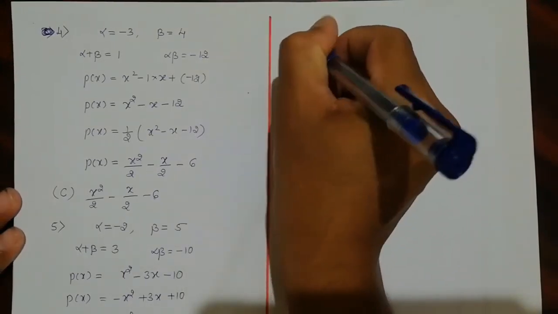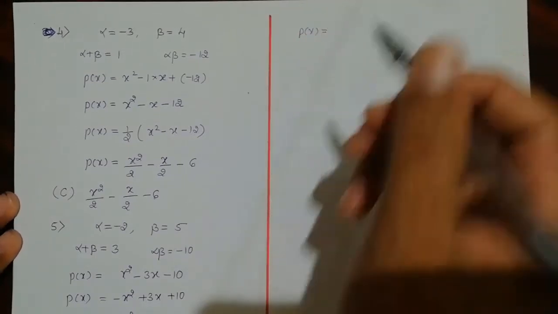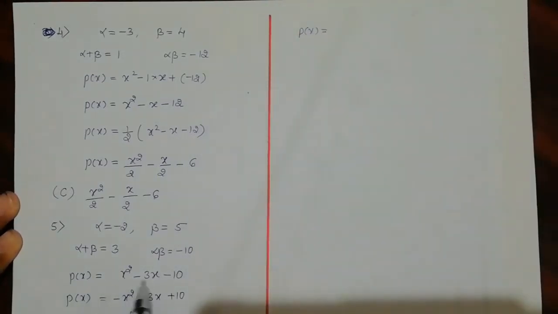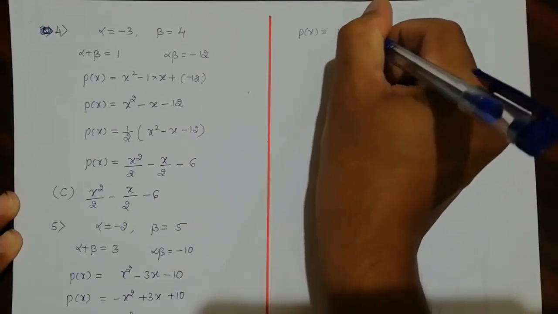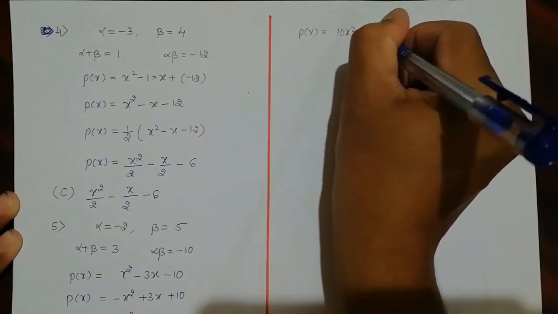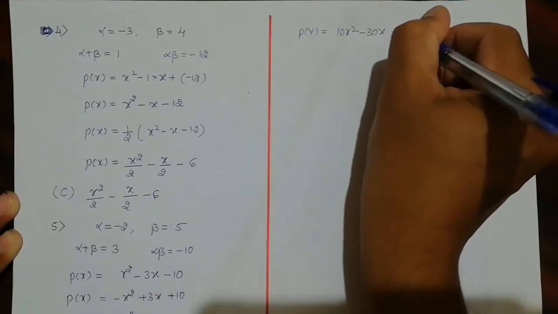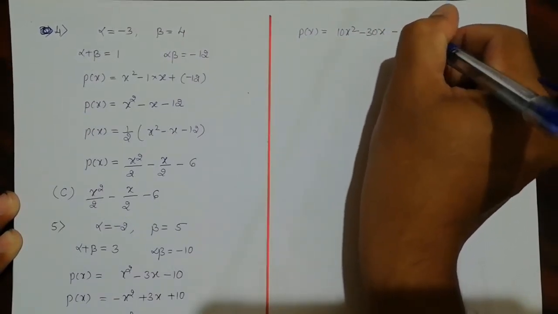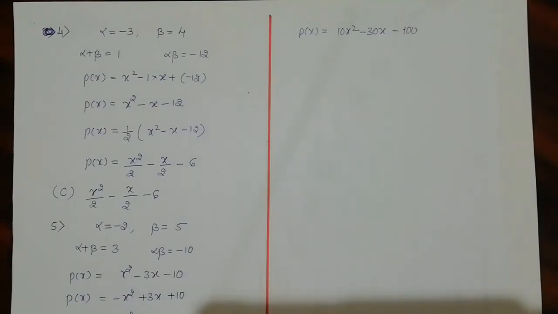Now look at here, p of x is equal to, I'm going to multiply by 10. For this one, if you multiply 10, it will become what? 10x square and then minus 30x and then minus 10 into 10, it will become 100. Like this. So in this sense you can multiply any number. There are infinite numbers, so you will get infinite number of polynomials in this way. So if any problem is asked in this manner, your answer should be like this: infinite number of polynomials can be generated for a given value of alpha and beta.